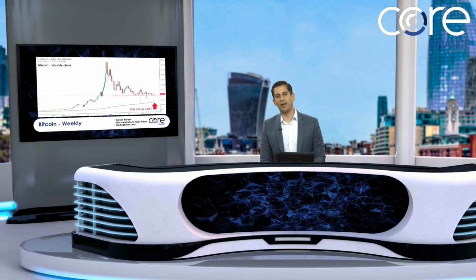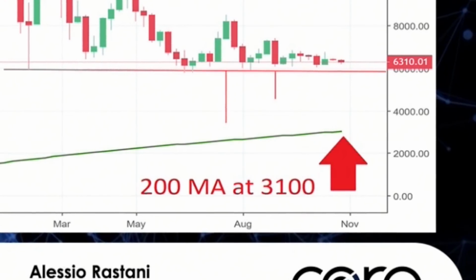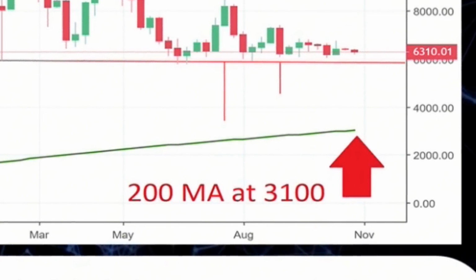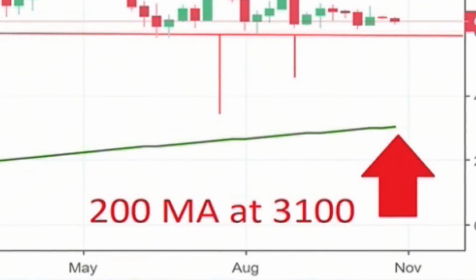If we go to the next chart, guys, that's the second one I want to show you. Now, this is on a weekly time frame chart. The reason I want to show you this weekly time frame is because there's a major support level beneath Bitcoin, and that's the 200 simple moving average. That's the green line you see on that chart with the red arrow pointing at it.